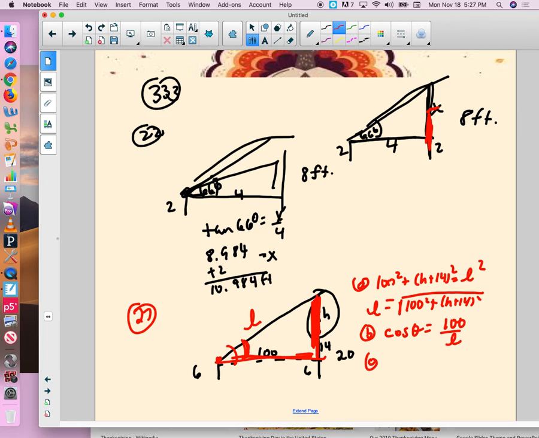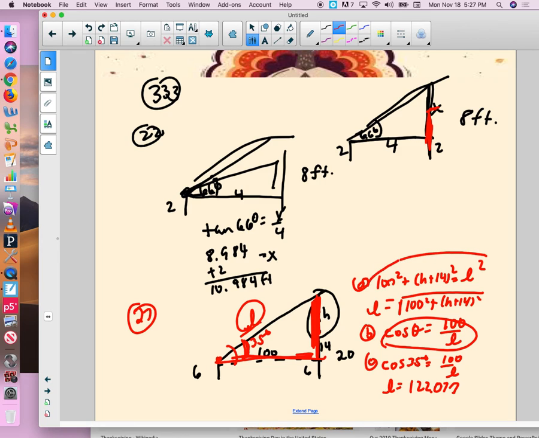And then C, the angle of elevation of the top of the balloon is 35 degrees. So now I'm going to find the height. I'm going to say cosine of 35 degrees equals 100 over L. When I solved that, I got L was 122.077. So now I know L, and once I know L, I can find H using this.